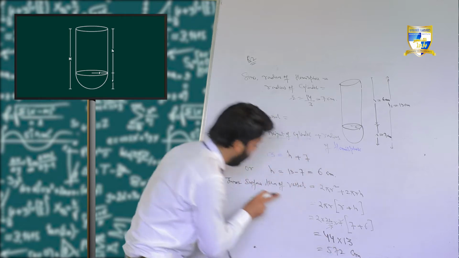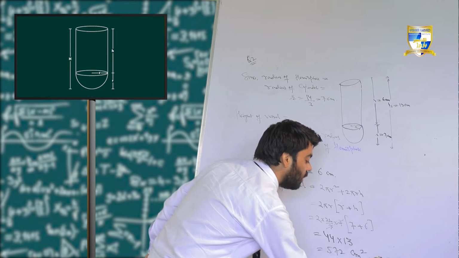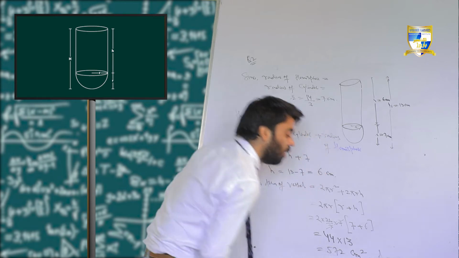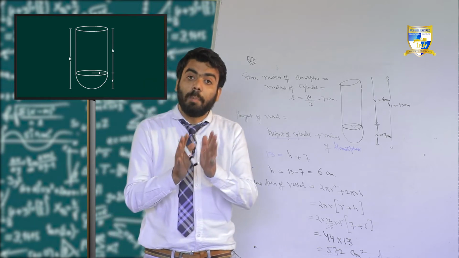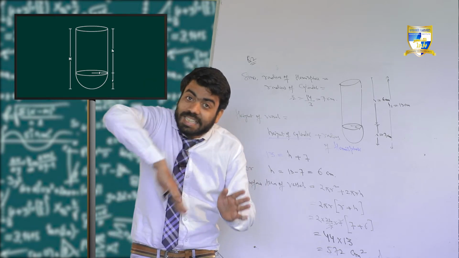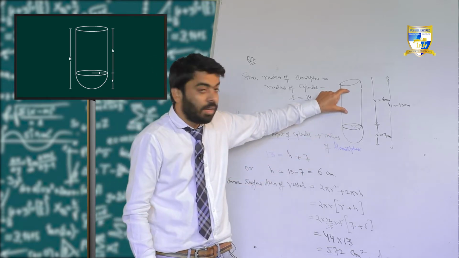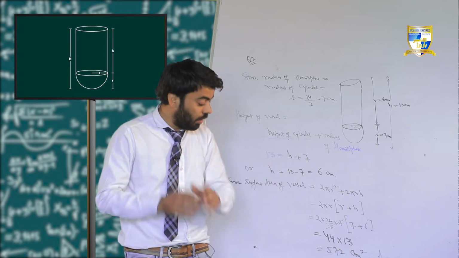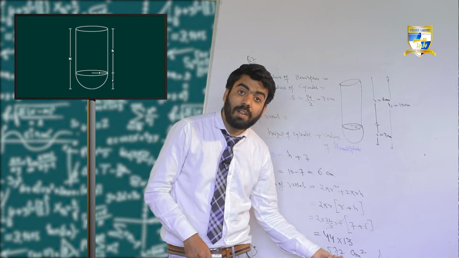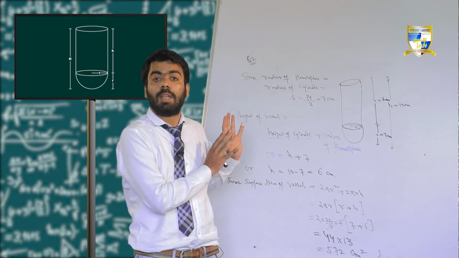572, but what is this? It is the surface area, so the unit will be centimeter square. This is the answer of this question. So what does it physically mean? Physically it means the total inner surface area of the vessel, which includes the cylinder plus hemisphere. This is equivalent to 572 centimeter square. This is all about question number 2.